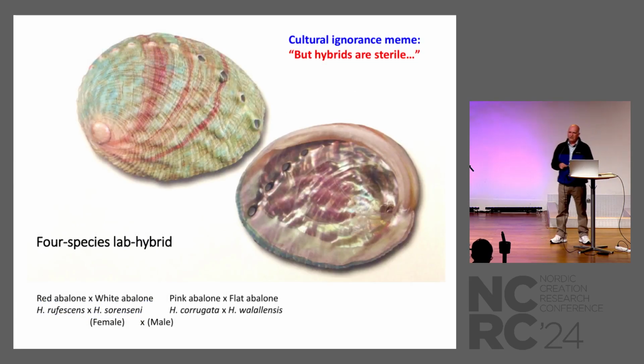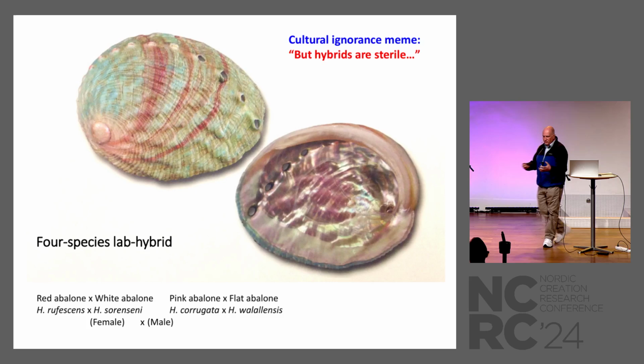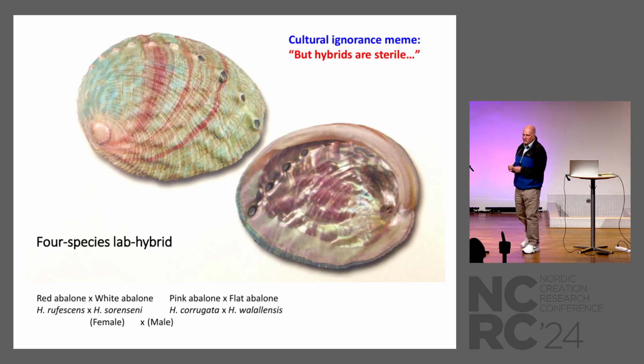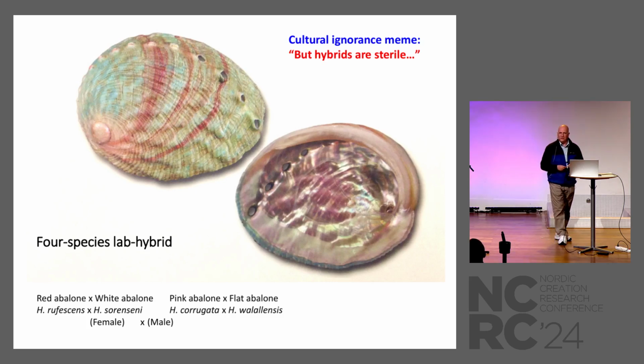And they kind of poo-poo the idea that hybrids are sterile. The abalone you see here is a 4-species lab hybrid, but if you take a red abalone and cross it with a white abalone, and you take a pink abalone and cross it with a flat abalone, and you cross the 2 progeny, you get the 4-species hybrid. They're obviously fully fertile.